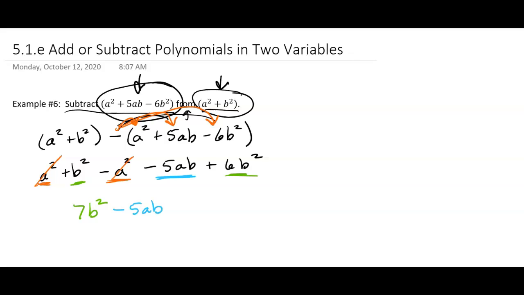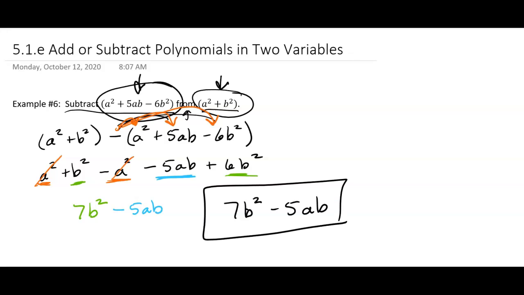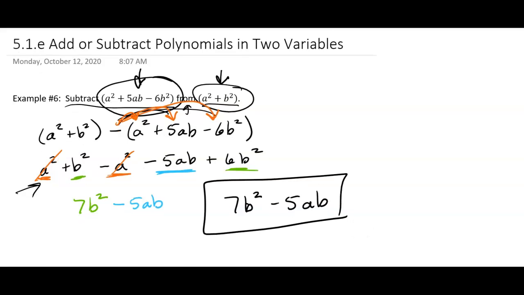So that's the answer. I'll write it in one color. 7b squared minus 5ab. And that's how we would write it. Now you might have some questions about what order to write these in. I go in order with the polynomials. And then we'll talk about standard form later. But when it's in two variables, sometimes that gets a little tricky.